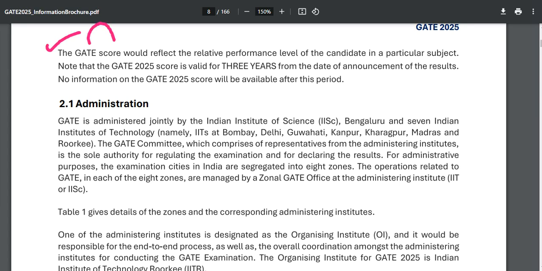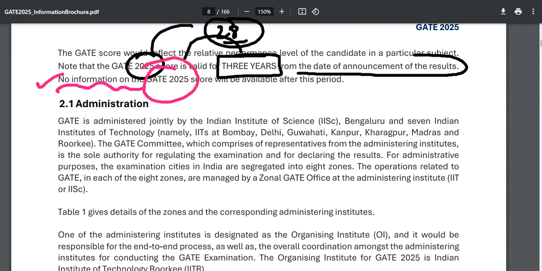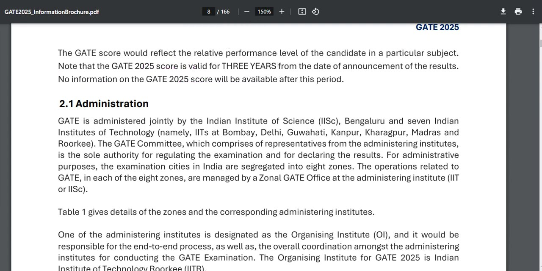Then the GATE score would reflect the relative performance level of the candidate in a particular subject. Note that the GATE 2025 score is valid for 3 years. This is important for you. If you clear this in 2025, it will be valid till 2028 from the date of announcement of the results. No information on the GATE 2025 score will be available after this period.